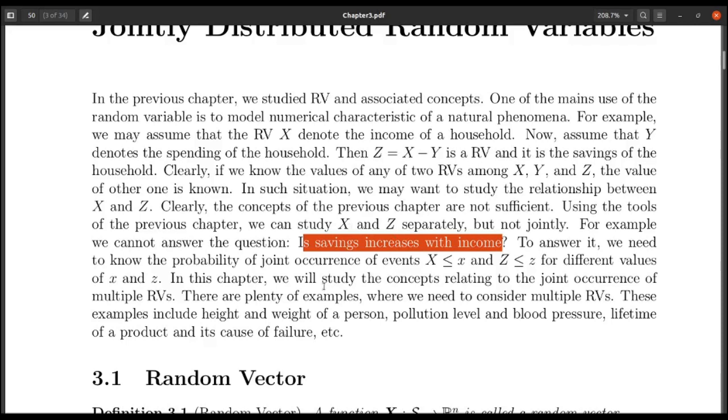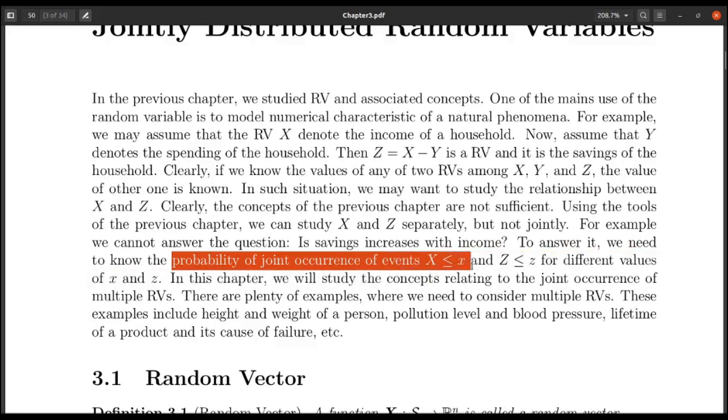That means I need to study the probability of the joint occurrence of the events X less than or equal to x and Z less than or equal to z, for different values of small x and small z. Instead of these, I may have X equal to x, Z equal to z, or X greater than x, Z greater than z, or some combination of all those things. I need to think about the joint occurrence of events pertaining to the random variables X and Z. The main point is that I have to study them together.